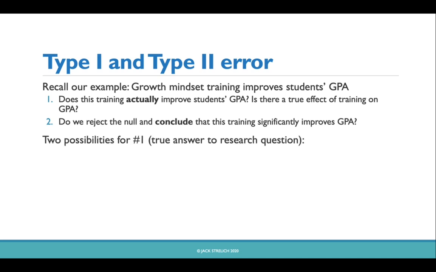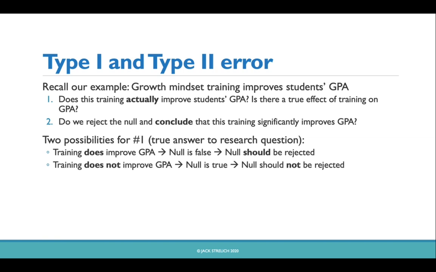There are two possibilities for that first question. In other words, there are two possibilities for the true answer to the research question. First is that the training actually does improve GPA, meaning that the null is false, and thus the null should be rejected. Second is the possibility that the training does not improve GPA, thus the null is true, and the null should not be rejected.